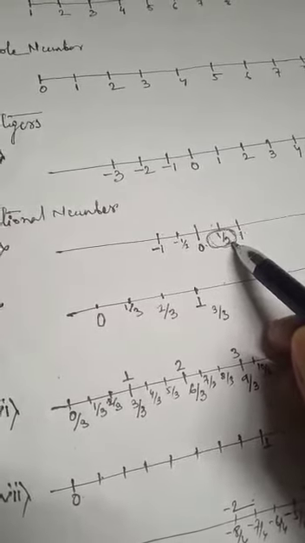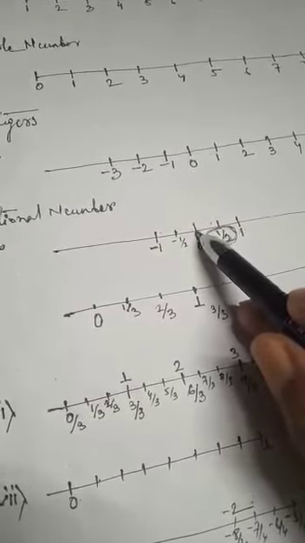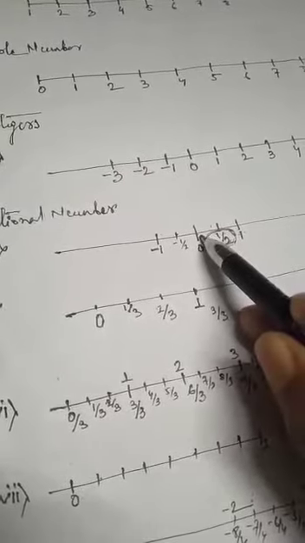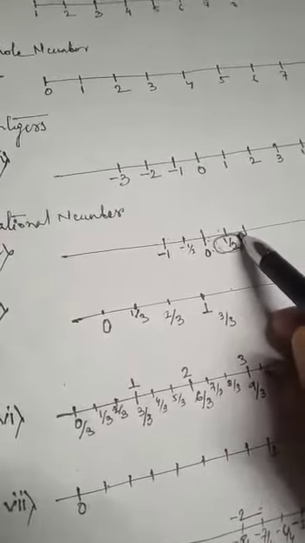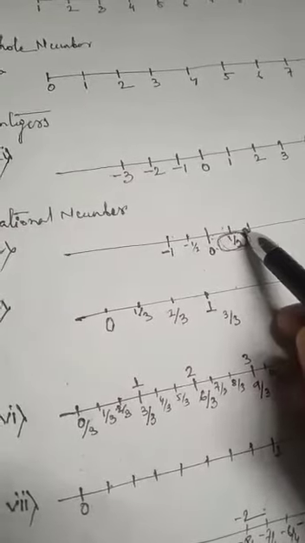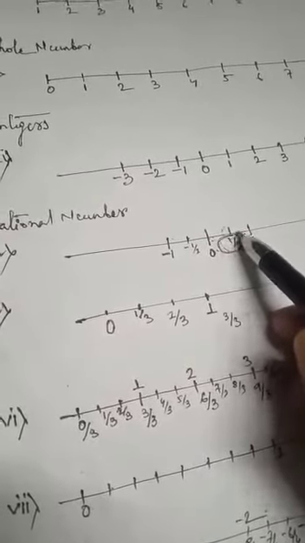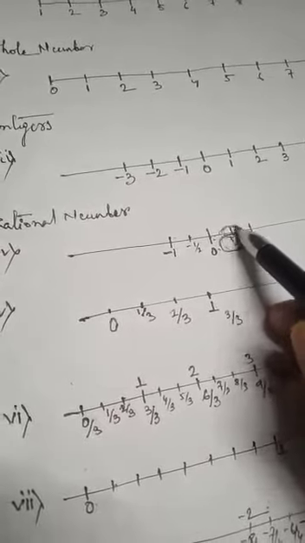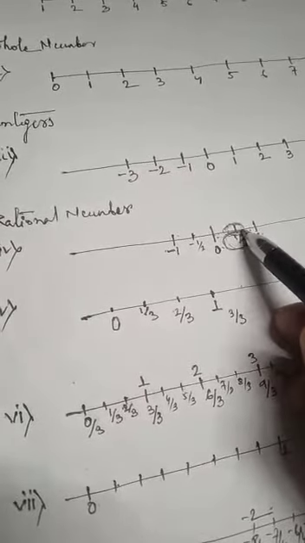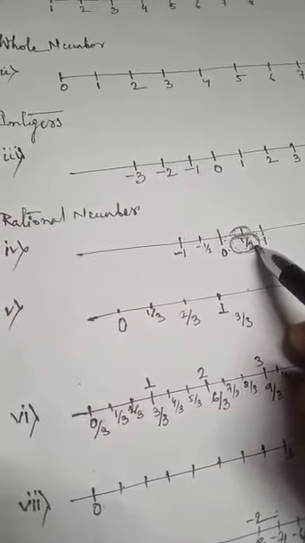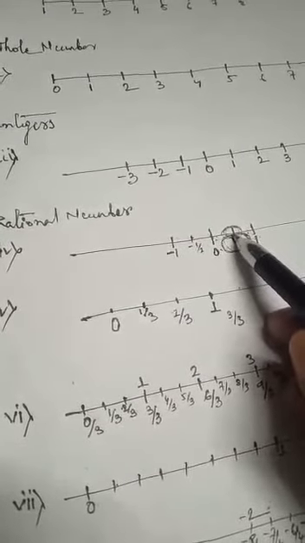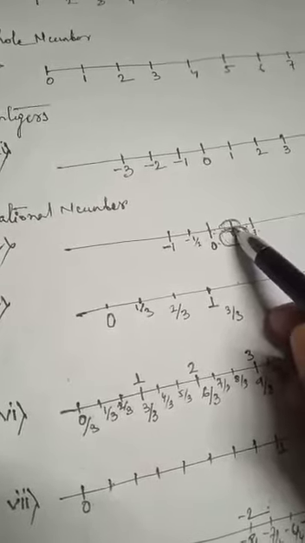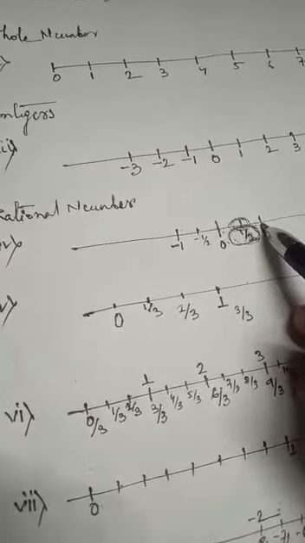Why is it 1 by 2? Because from 0 to 1 I take 2 parts, this part and this part, there are 2 parts. Then what will this position be? This position will be 1 by 2, that means half. From 0 to this point it will be half, and from here to 1 it will also be half.